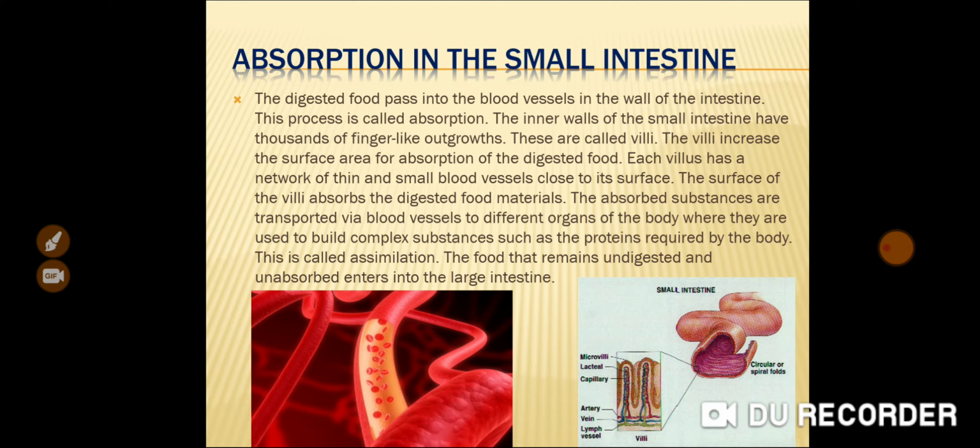The surface of the villi absorbs the digested food materials. The absorbed substances are transported via blood vessels to different organs of the body, where they are used to build complex substances such as the protein required by the body. This is called assimilation. The food that remains undigested and unabsorbed then goes into the large intestine.